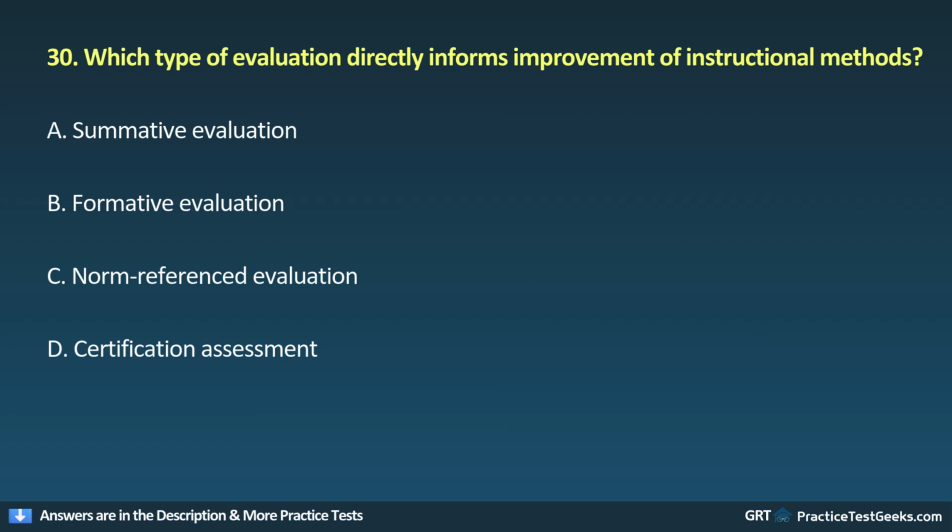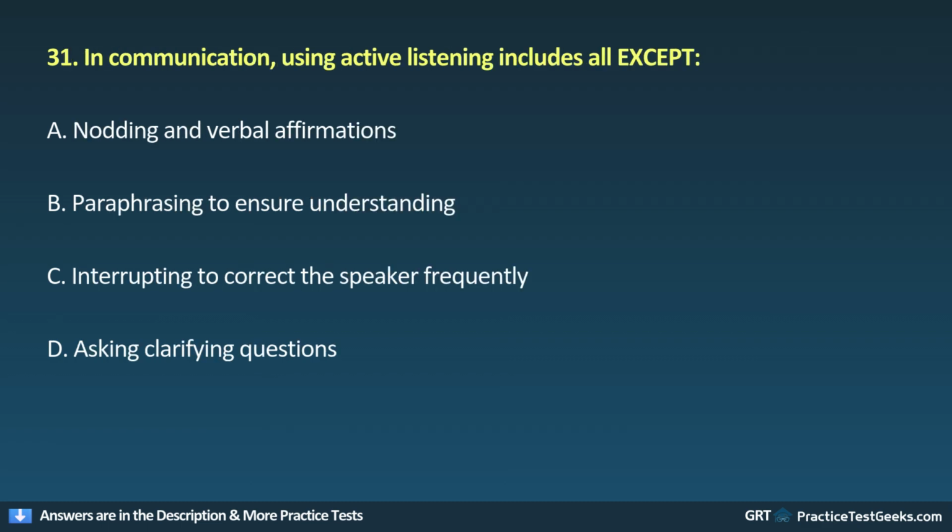A. Summative evaluation. B. Formative evaluation. C. Norm-referenced evaluation. D. Certification assessment. 31. In communication, using active listening includes all except A. Nodding and verbal affirmations. B. Paraphrasing to ensure understanding. C. Interrupting to correct the speaker frequently. D. Asking clarifying questions. 32.